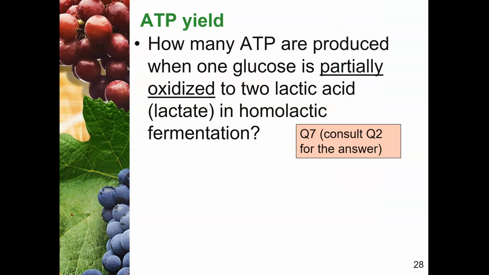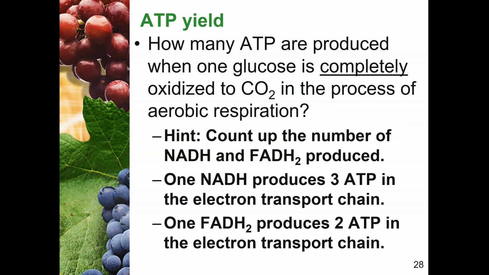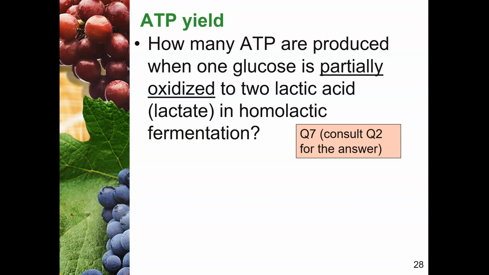So how many ATP are produced when one glucose is partially oxidized to 2 lactic acids in homolactic fermentation? That's question 7. It's the same as question 2. The answer is 2. You get 2 ATPs. So now, okay, let me go back. That's what happens when you go from glucose to pyruvate, pyruvate to lactic acid, and then you're done. You only get 2 ATPs, and that's without oxygen, and you can do that for short-term exercise.